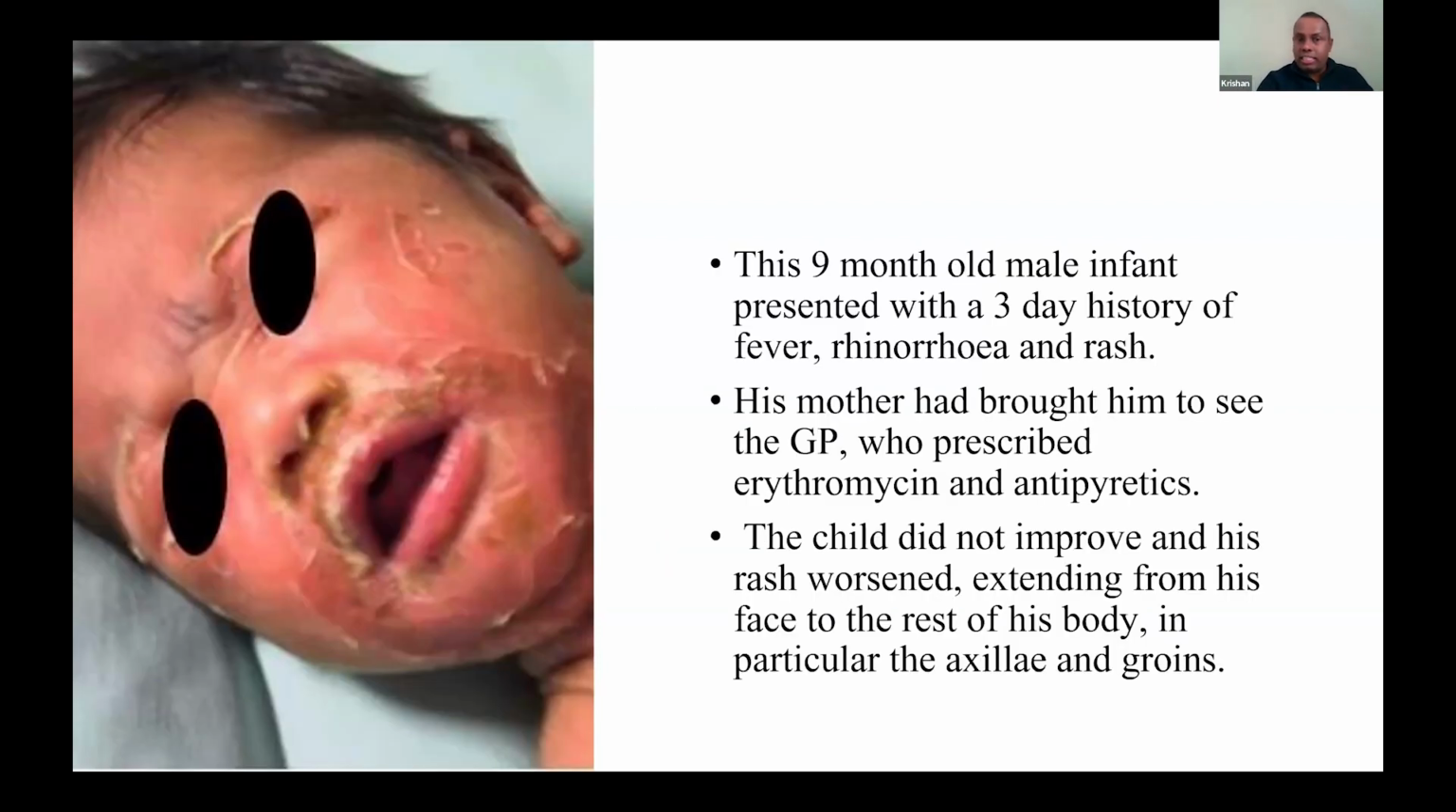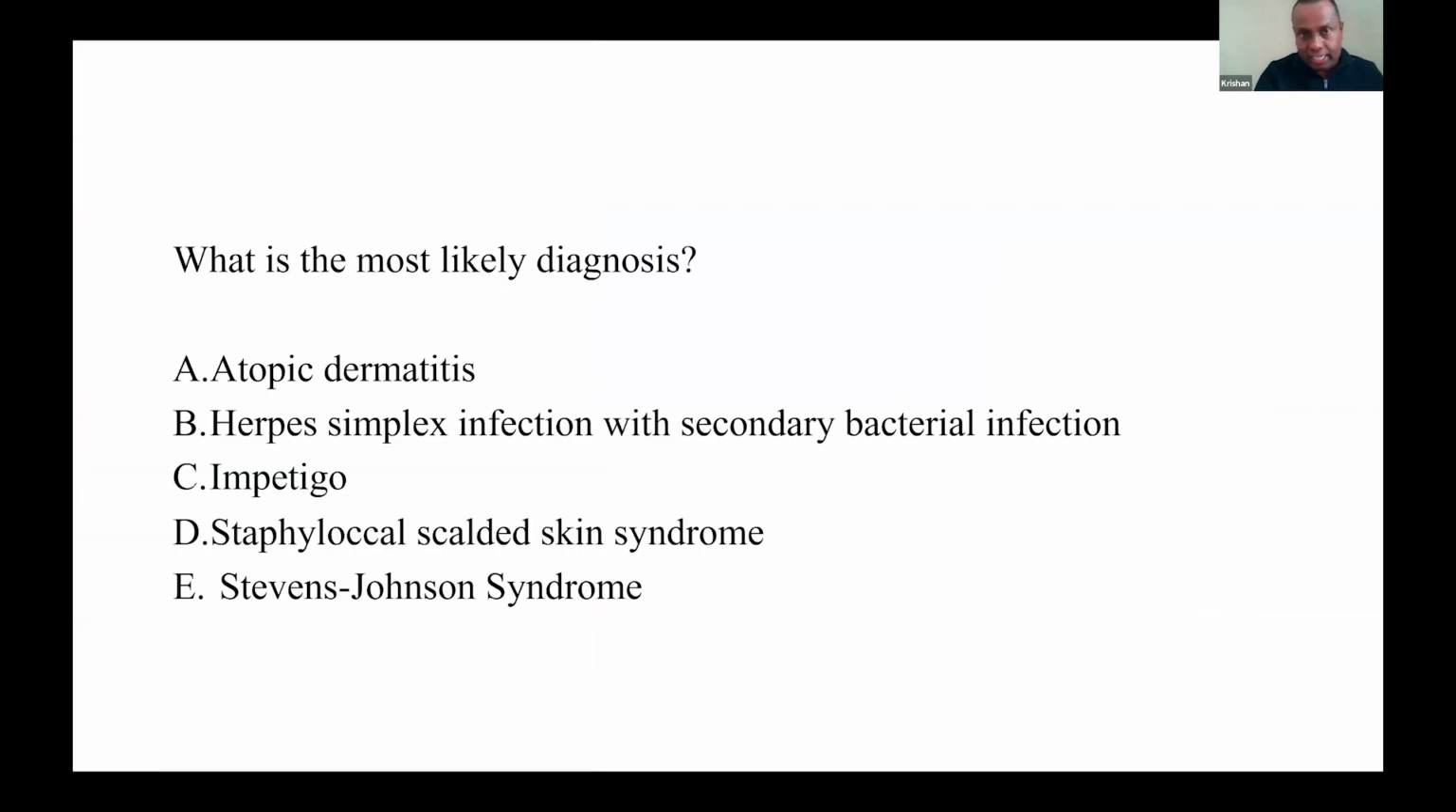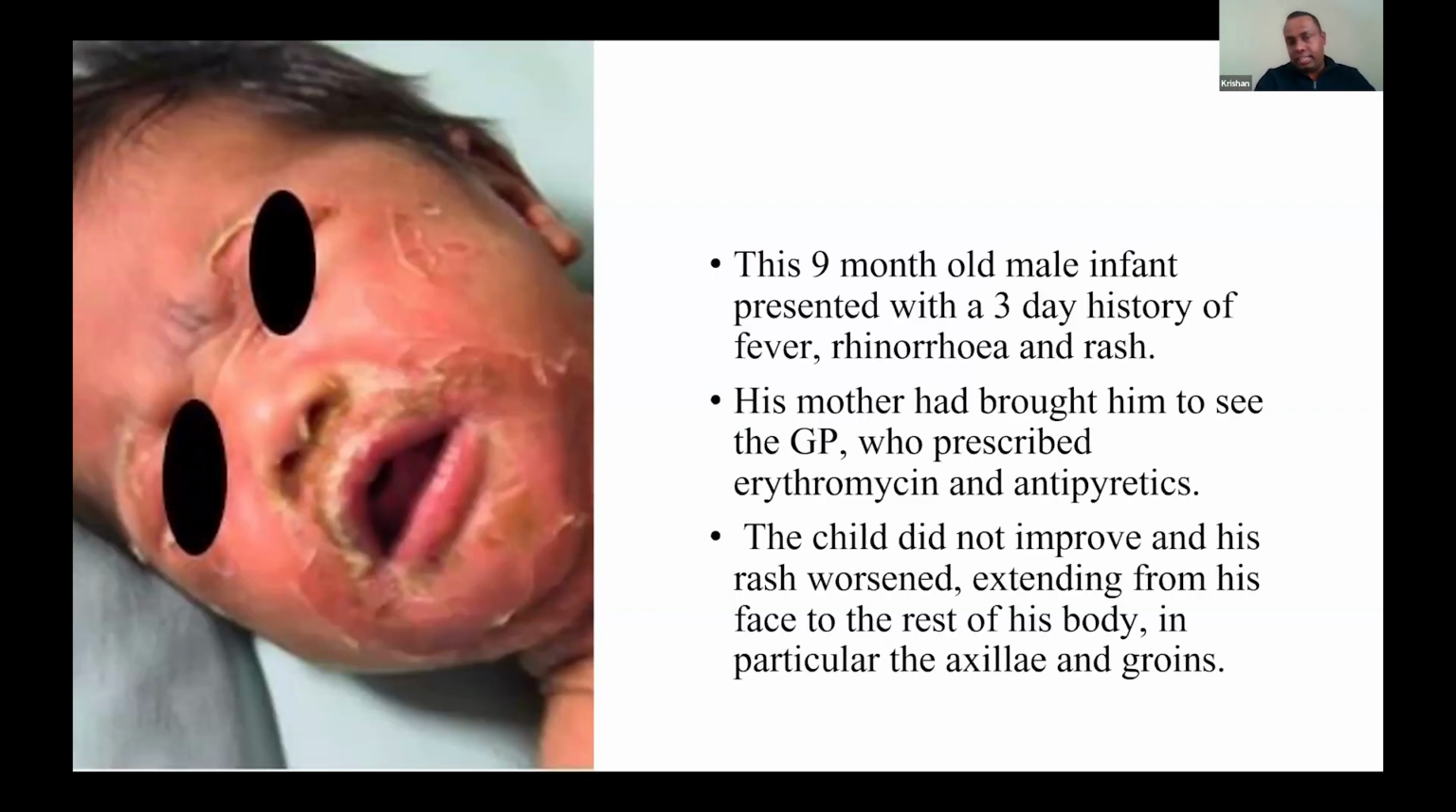Impetigo usually doesn't cause this kind of peeling. There may have been initial impetigo here, but not the full picture. And atopic dermatitis, we will go through those pictures. This is not the appearance of atopic dermatitis. And herpes simplex, there will be blisters. There are no blisters here, but this is just peeling off of the skin.